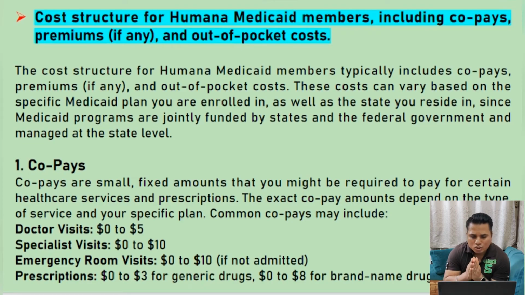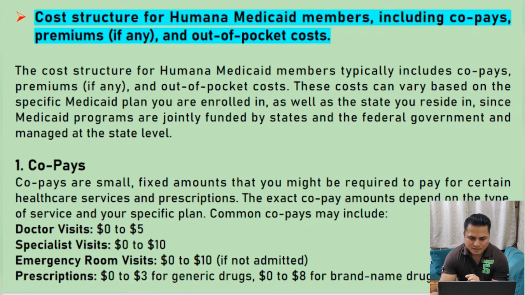Now, cost structure for Humana Medicaid members, including copays, premiums, if any, and out of pocket costs. The cost structure for Humana Medicaid members typically includes copays, premiums, if any, and out of pocket costs. These costs can vary based on the specific Medicaid plan you are enrolled in, as well as the state you reside in, since Medicaid programs are jointly funded by states and the federal government and managed at the state level.